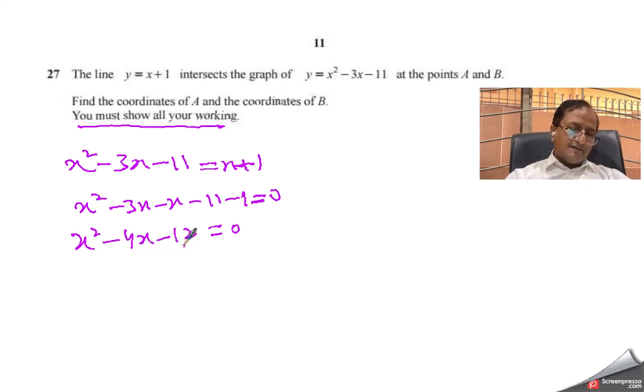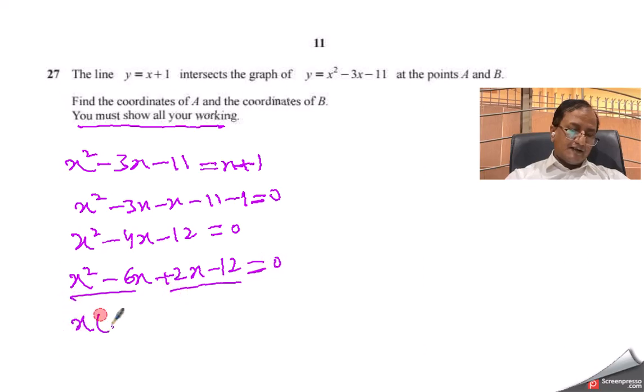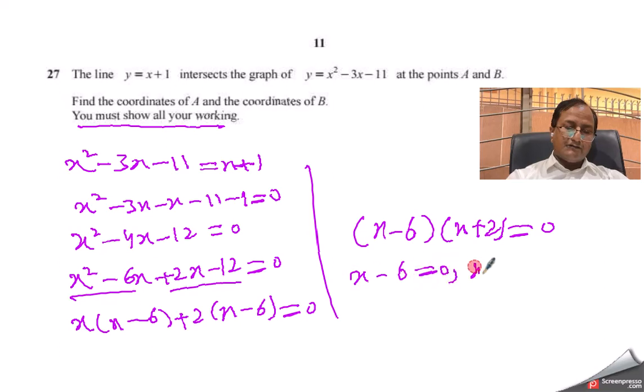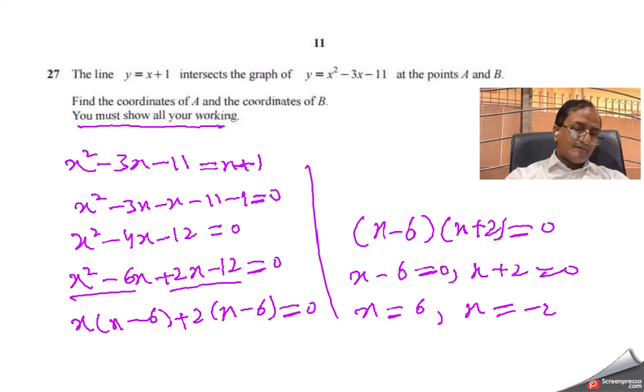We need two numbers that multiply to give 12 and subtract to give 4, so x squared minus 6x plus 2x minus 12 equals 0. Then x(x minus 6) plus 2(x minus 6) gives the common factor x minus 6. Factorizing, (x minus 6)(x plus 2) equals 0, so x equals 6 and x equals minus 2.